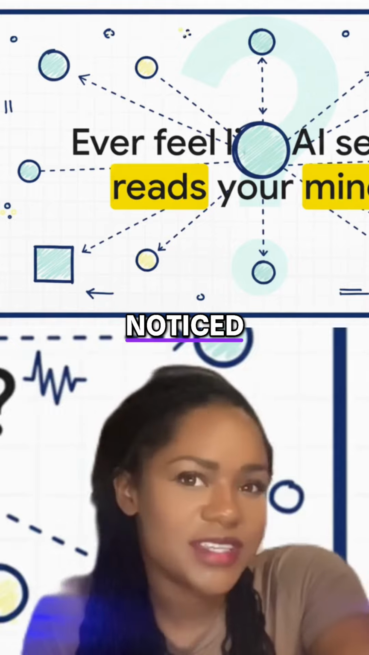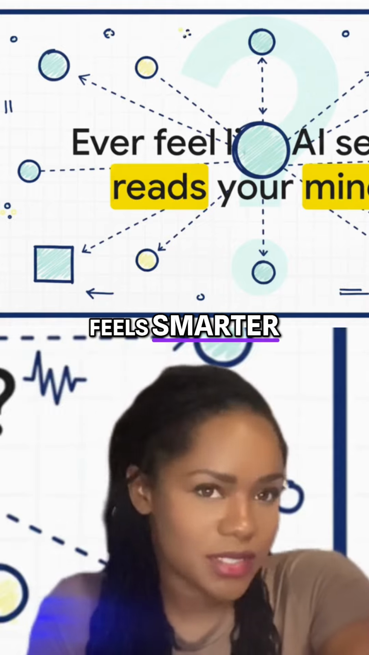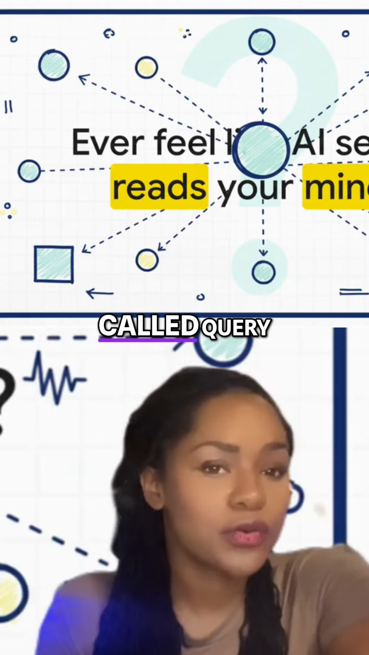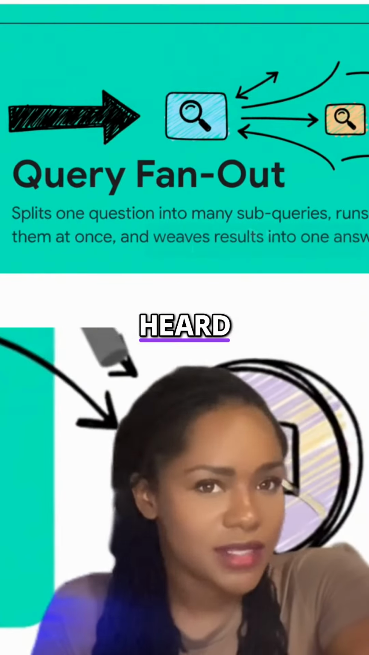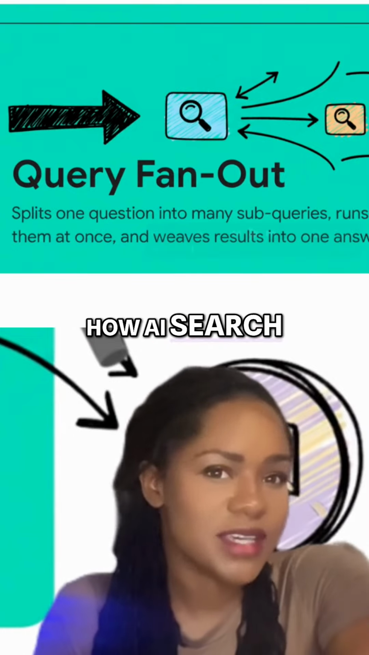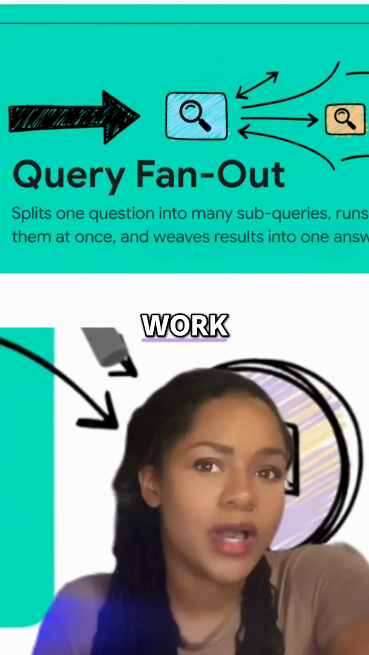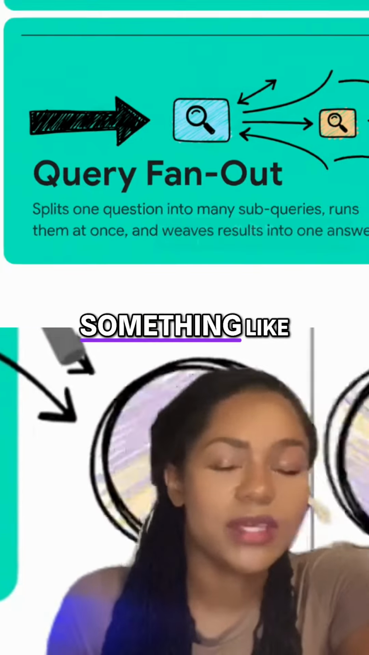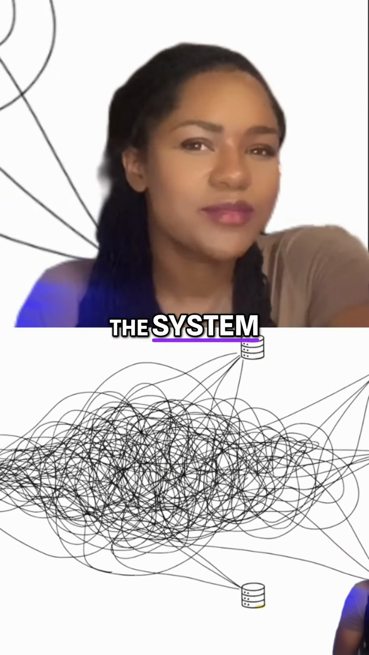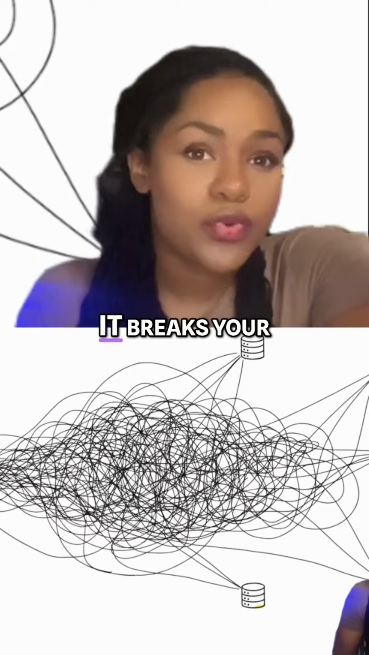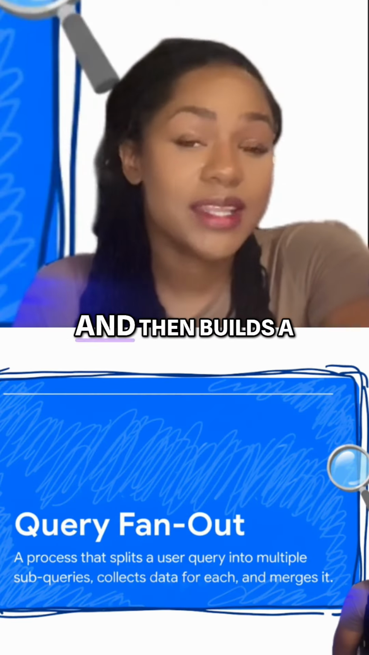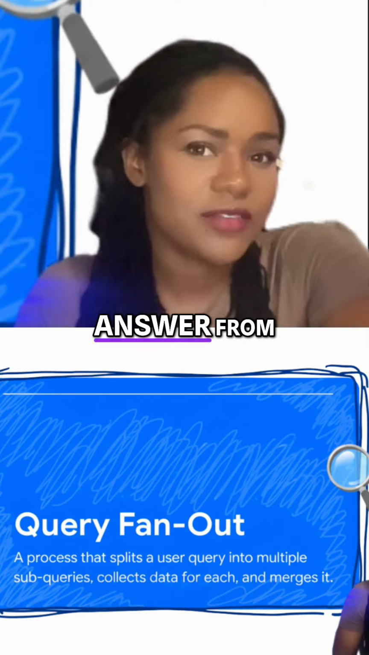Have you ever noticed how AI search feels smarter, like it already knows your next question? That's a design pattern called query fan out. You may have heard the term before, but query fan out is a core process behind how AI search and AI SEO actually work. When you type a question into something like Google AI Mode, ChatGPT, or Perplexity, the system doesn't just run one search. It breaks your query into dozens of related ones, runs them all at once, and then builds a single complete answer from the results.